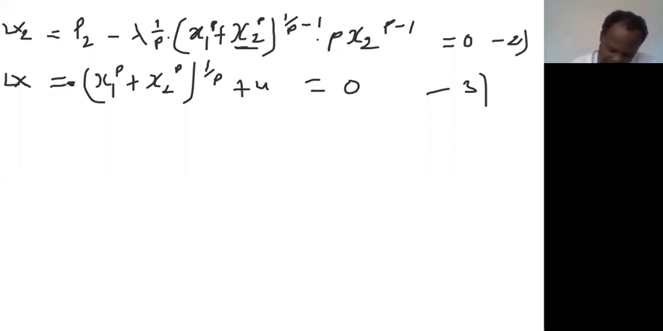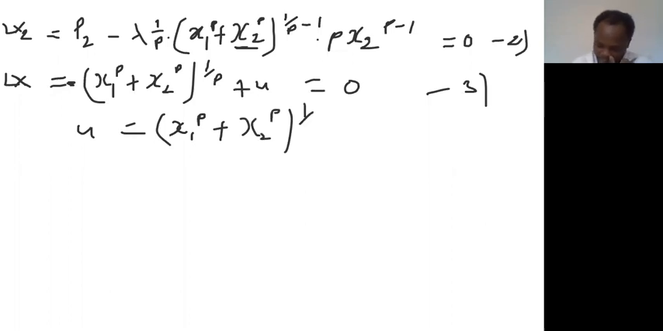But at the end of the day, we are going to have it because when it equals to the equation, it's going to be u is equals to x1^φ plus x2^φ to the power 1 over φ equals to 0. So this is the same as equation 3. Sorry. So just like I always do, let's differentiate equation 1 by equation 2.